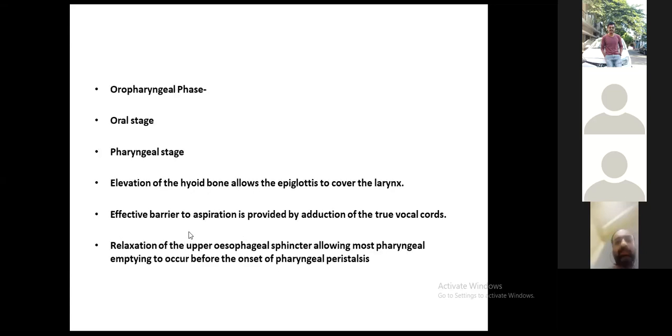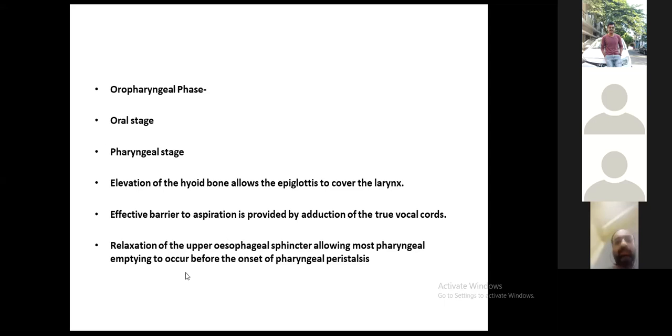The oropharyngeal phase is further divided into the oral stage and the pharyngeal stage. The oral stage involves chewing and mixing of the food, which is being broken down into small pieces, followed by the pharyngeal stage, in which the broken down food is passed on to the pharynx. In this phase, we can see the elevation of the hyoid bone, which allows the glottis to cover the pharynx, thereby preventing aspiration.